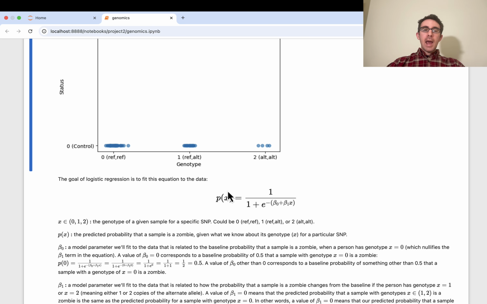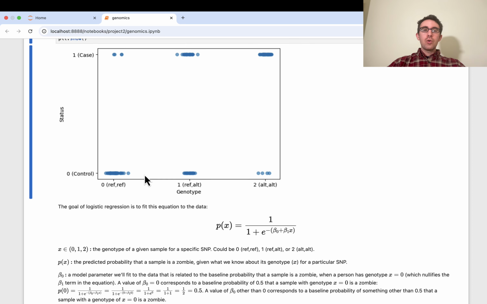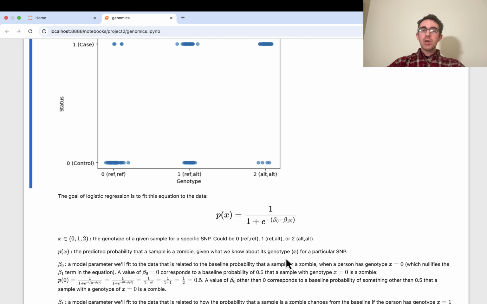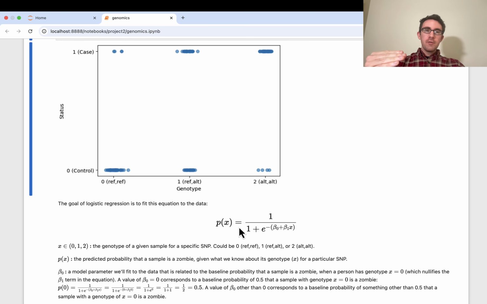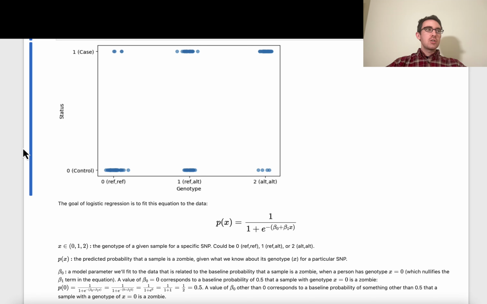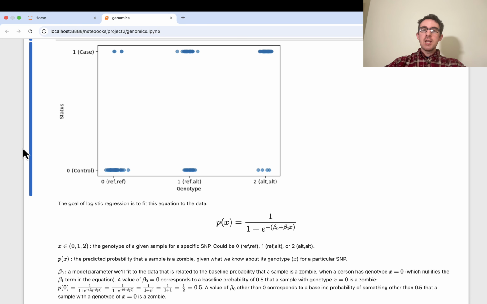The thing we're going to get out of it is this function, p of x. This is the output of this function, basically. And this output is going to tell us the predicted probability that a given sample is a zombie, or a case in more general terms, given what we know about its genotype X for a particular SNP. Remember, everything we're talking about here is for one individual SNP, one particular row in our data set.